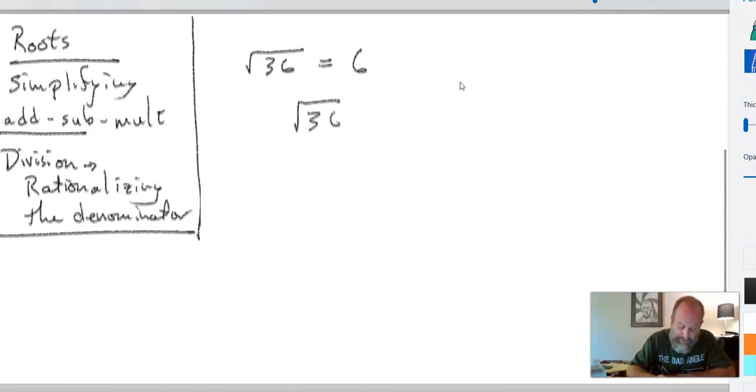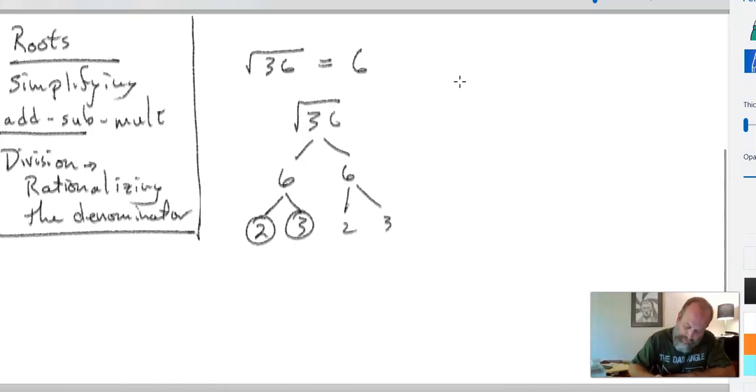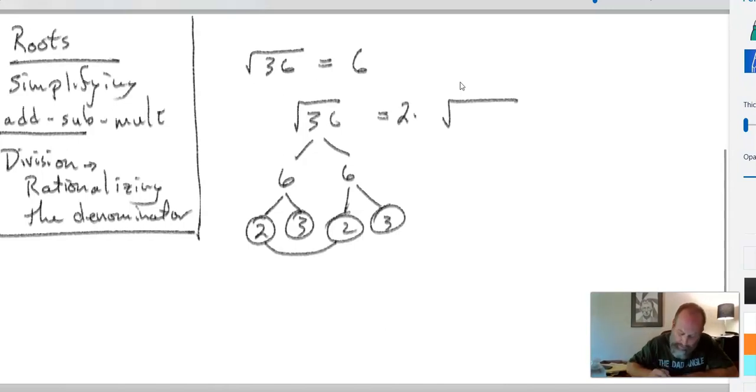So the square root of 36 is 6 times 6. Neither of these are prime, so we can keep going. 6 is 2 times 3. Oh, both of those are prime. That's good. And 6 is still 2 times 3. And so now we just need to sort and pair things up. So here's my root. And let's see, I have a pair of 2's here. So a pair of 2's comes out as a single 2. I have a pair of 3's here. And a pair of 3's comes out as a single 3.